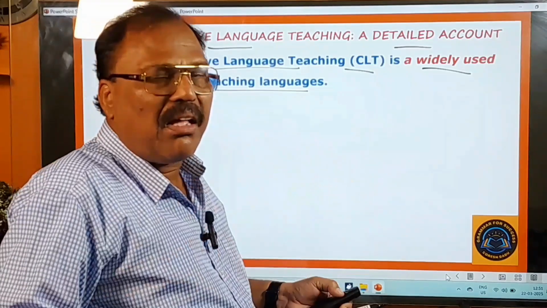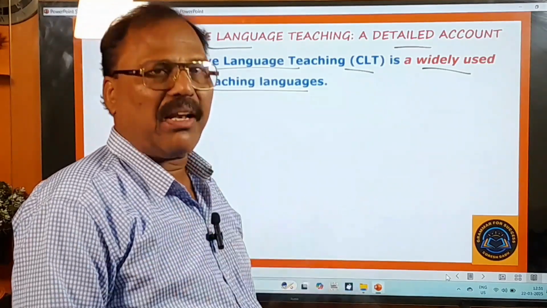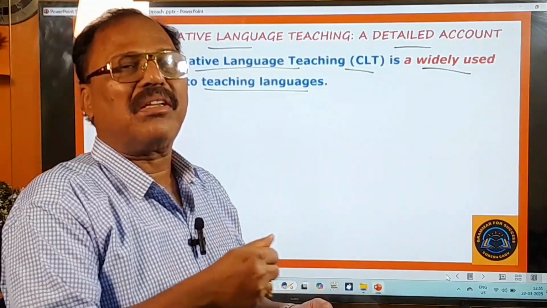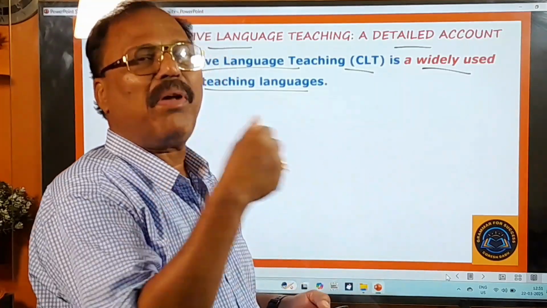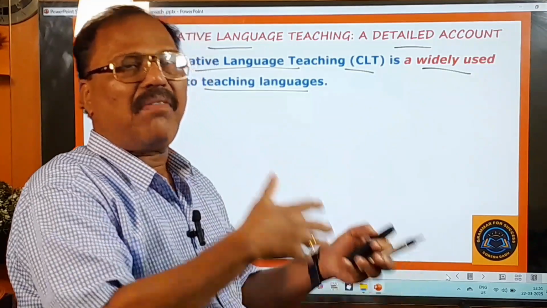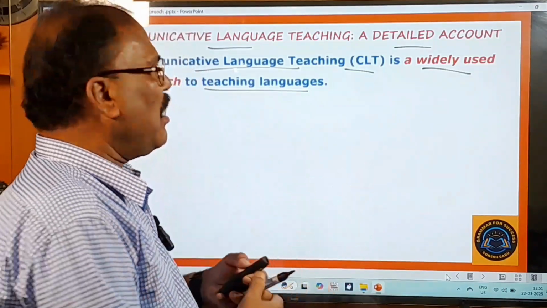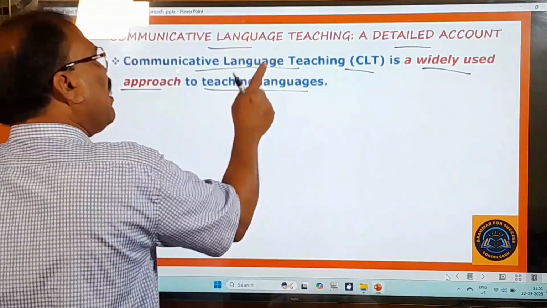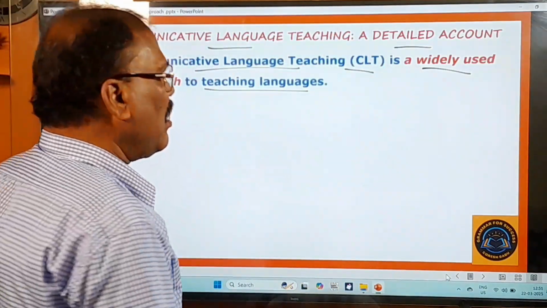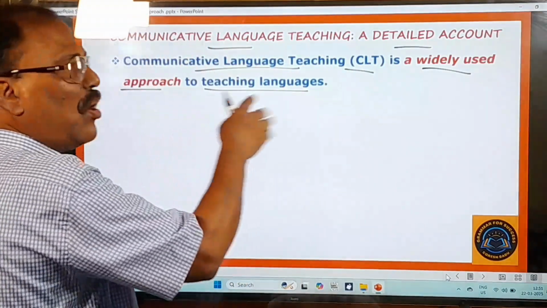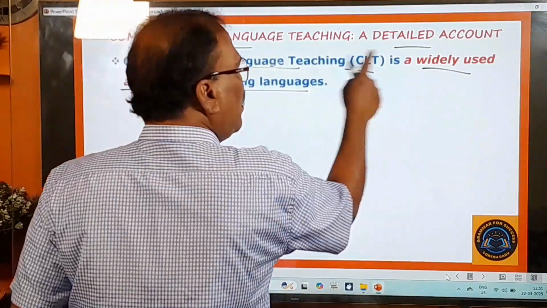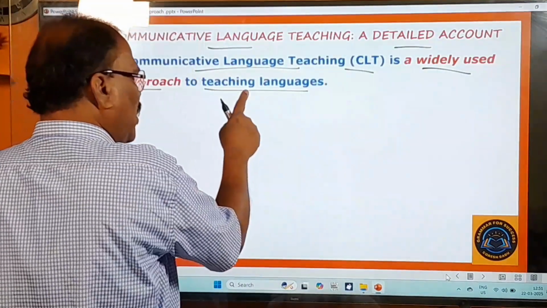So in India, English is the target language, because all the Indians are trying to learn this international language, global language, universal language, and that is why that is our target language. So not only for learning English, but for learning all other target languages, this is widely used all over the world today. That's why communicative language teaching is a widely used approach to teaching languages.